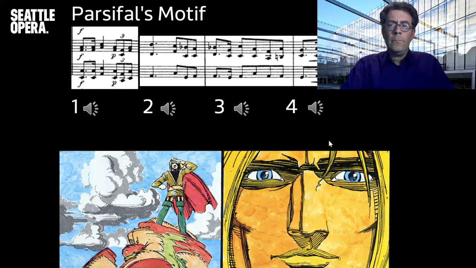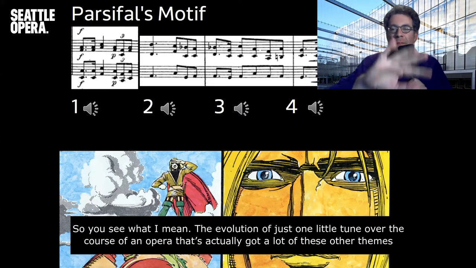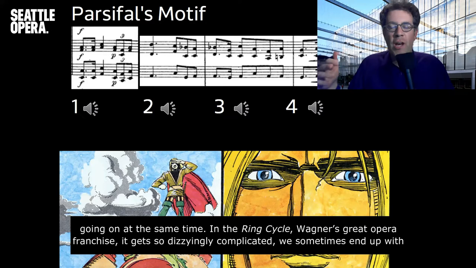So you see what I mean? The evolution of just one little tune over the course of an opera that's actually got a lot of these other themes going on at the same time. In The Ring Cycle, Wagner's great opera franchise, it gets so dizzyingly complicated we sometimes end up with what I like to call motif soup.